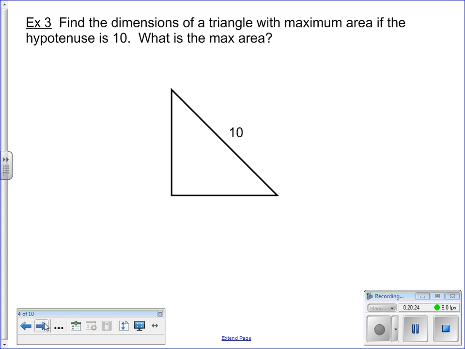Now you have fun. Find the dimensions of a triangle with maximum area if the hypotenuse is 10. Okay, what are we trying to maximize? Area. And area equals 1/2 base times height.